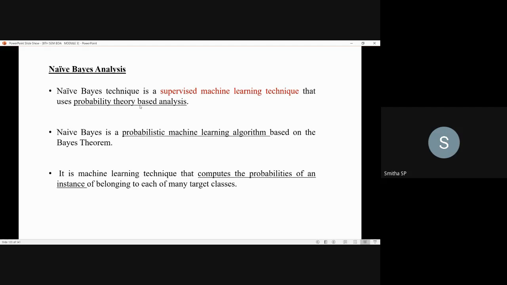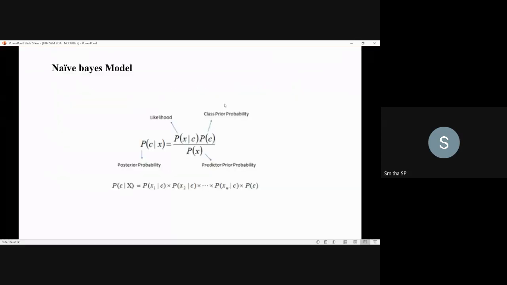It is a machine learning technique, as I said, which computes the probabilities of an instance belonging to each of the many target classes, given the prior probabilities of classification using the individual factors. So your prior probabilities will be given for the classification using individual factors. Based on that, using the machine learning technique, you will compute the probabilities of an instance in naive Bayes analysis.